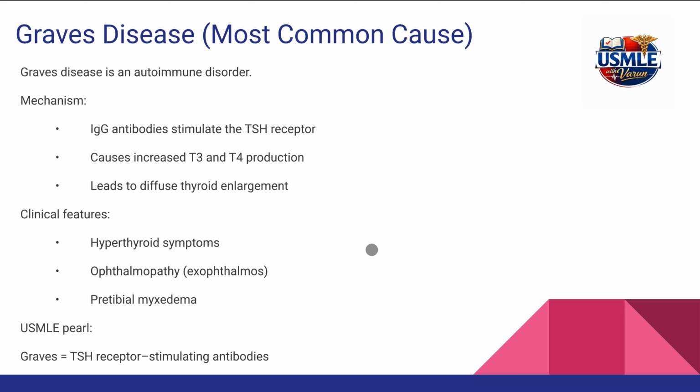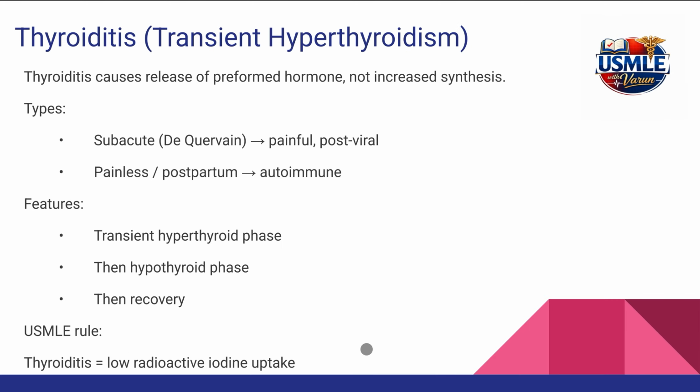Coming to Graves' disease, it is an autoimmune condition with antibodies stimulating the TSH receptor. This causes diffuse goiter, ophthalmopathy, and pretibial myxedema. IgG antibodies stimulate the TSH receptor. This causes increased T3 and T4 production. This leads to diffuse thyroid enlargement. The clinical features include hyperthyroid symptoms like diffuse goiter, ophthalmopathy, exophthalmos, and pretibial myxedema. So Graves' disease, you can identify using a question mentioning TSH receptor and stimulating antibodies.